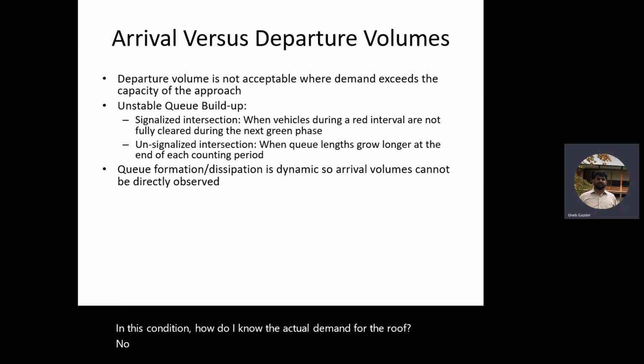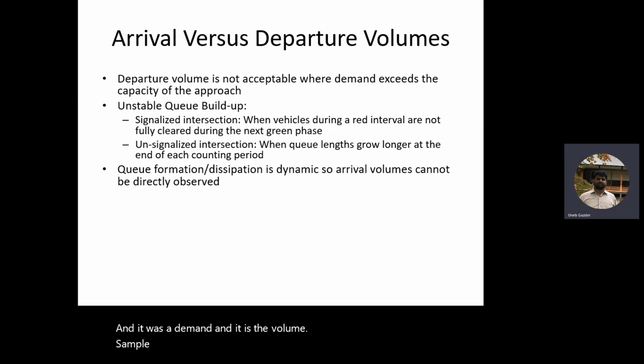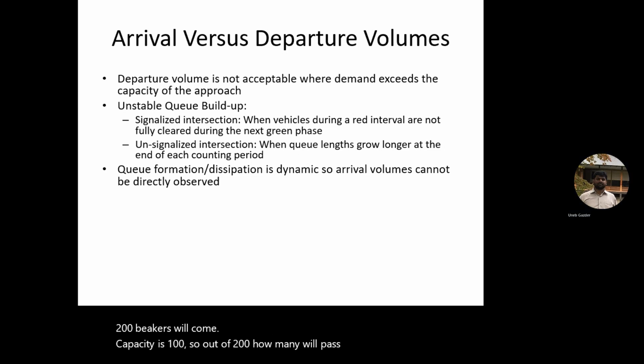Now, normally when there is no traffic jam, what do we do? How many vehicles passed? Say there are 100 vehicles passed. This is the volume and this is the demand. 100 vehicles came, they passed. 100 was the demand, 100 is the volume. Simple. But when demand is over capacity, 200 vehicles will come. Capacity is 100. So out of 200, how many will pass? 100. Is the demand 100?